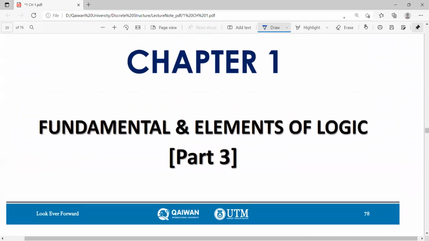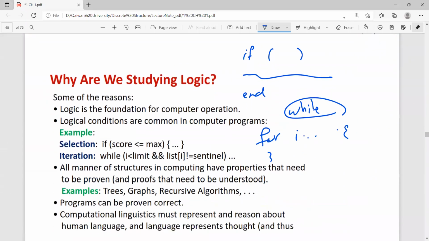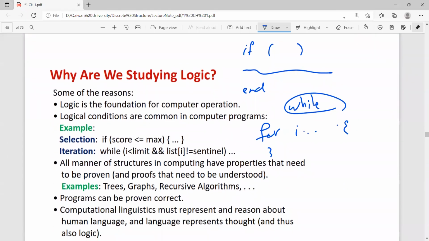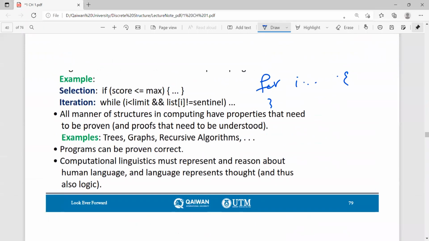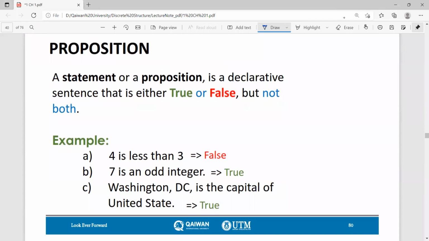As I said, you have part 3 of chapter 1. It's about logic, and logic is important in computer science, especially in writing programs, in conditional programs. It's just for yourself to read this, okay? Now you have proposition. We should know what's a proposition and what's not, okay? Proposition or statements are the same.